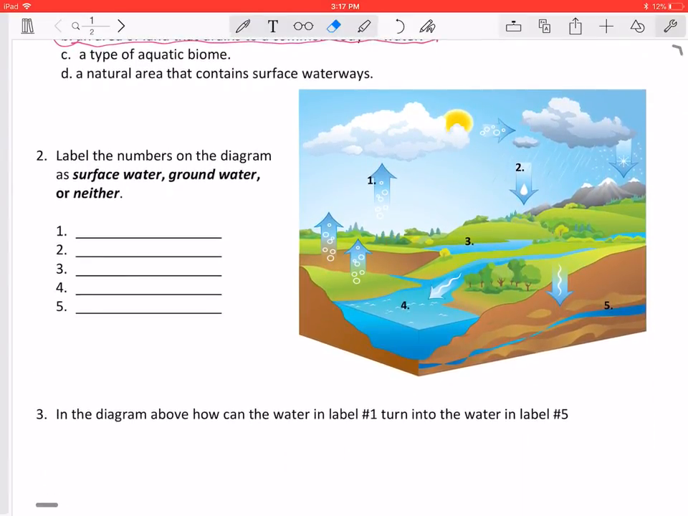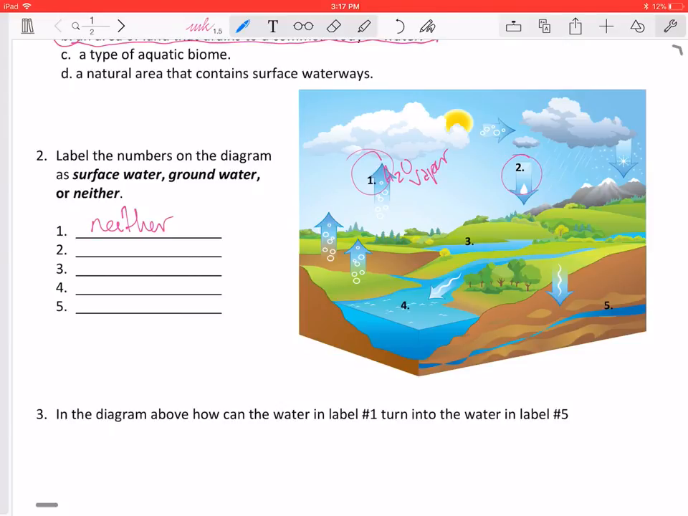Question 2 now. So label the numbers on the diagram as surface water, groundwater, or neither. First we're going to look at number 1 here. Is this water underground or is it on the surface? And the answer to this is neither. So this is water vapor specifically. That's water in the air, and it's not in the ground.